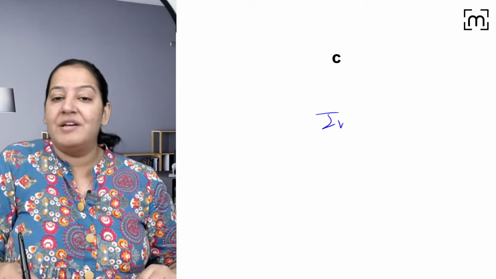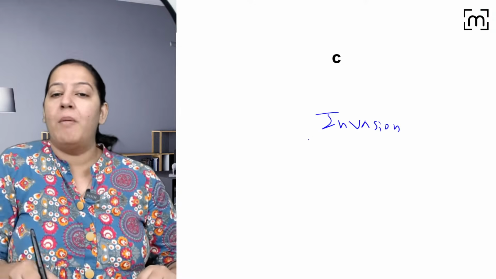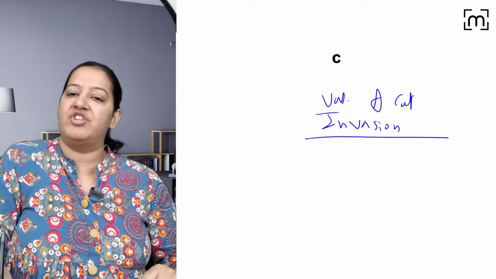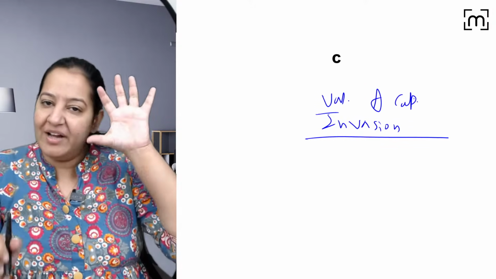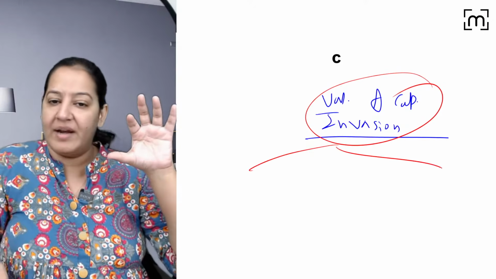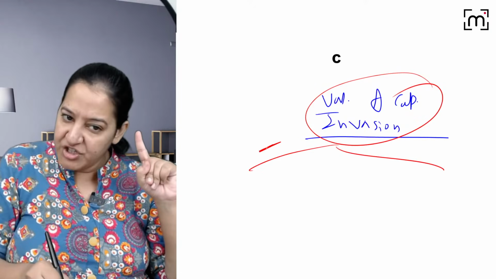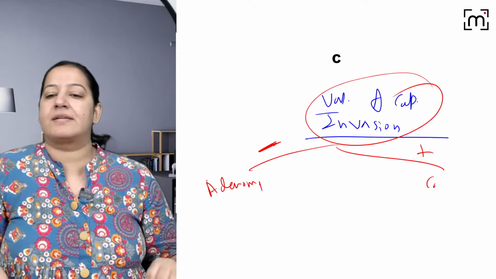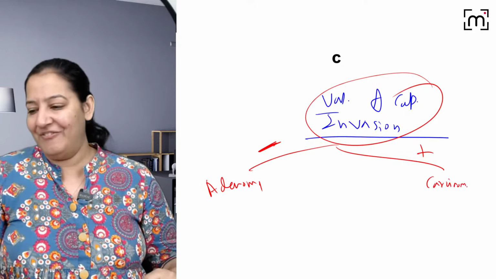The invasion differentiates adenoma and carcinoma. Which invasion? Vascular invasion and capsular invasion. So it is the only criterion to differentiate follicular adenoma and carcinoma. If invasion is absent, it is adenoma. If invasion is present, it's carcinoma. That's it. Everyone give me a thumbs up.